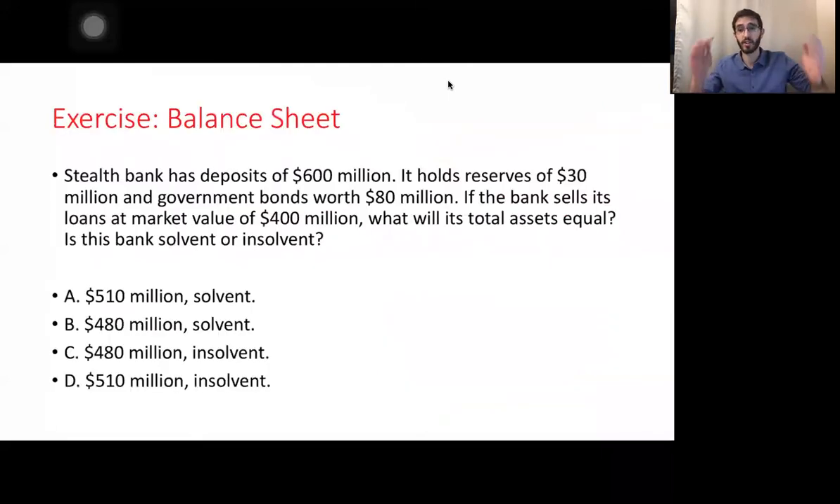So let's stop and see, have we understood at least how to manage an exercise when we get the information about the balance sheet and be able to predict what is total assets, what is total liabilities, and can we then make a conclusion about whether a bank is solvent or not, it's in good shape or not. Please pause the video now and try it on your own. See if you can get the answer, and then we'll come back and solve it together, okay?